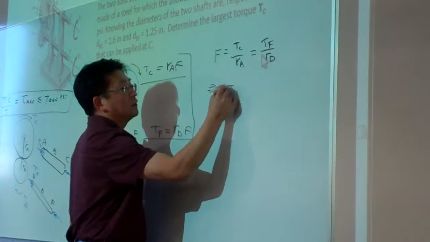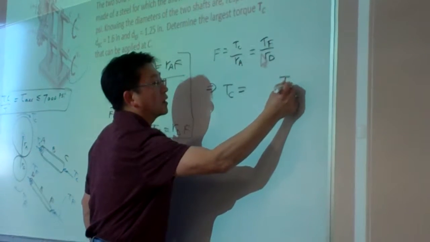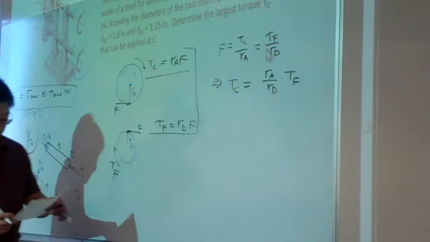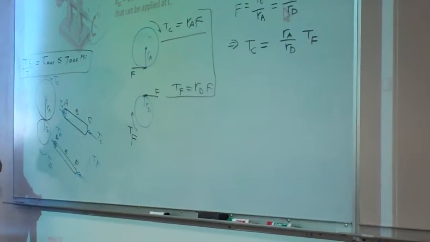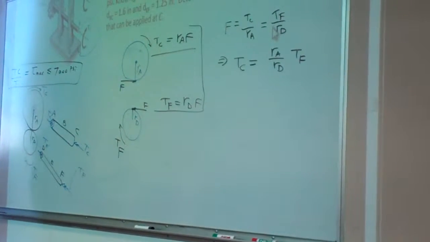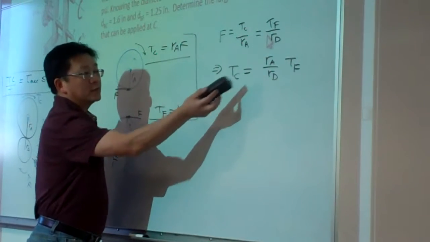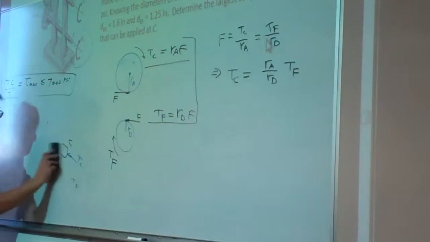So therefore, here we find out that TC equals TF times RD over RA. So using these relations, let me write it down, that relation here. Will that be okay? And again, this is one of the properties of the gears. So let me write up that equation, that relation, here.